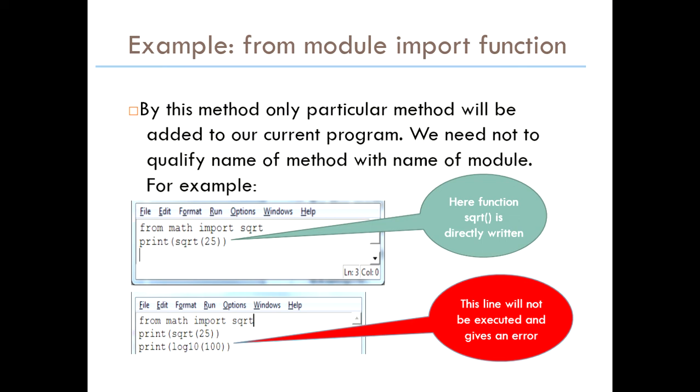Example: from module import function. By this method, only the particular function will be added to your current program. We need not qualify the name of the function with the name of the module. For example, from math import sqrt, print sqrt of 25. Here the function sqrt is directly written. If we write from math import sqrt, print sqrt of 25, and then print log10 of 100, it will produce an error. Log10 will produce an error because we have not imported log10. We have just imported sqrt.